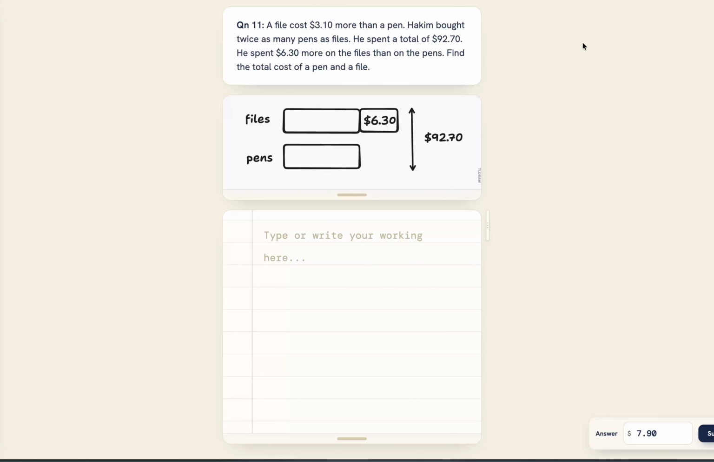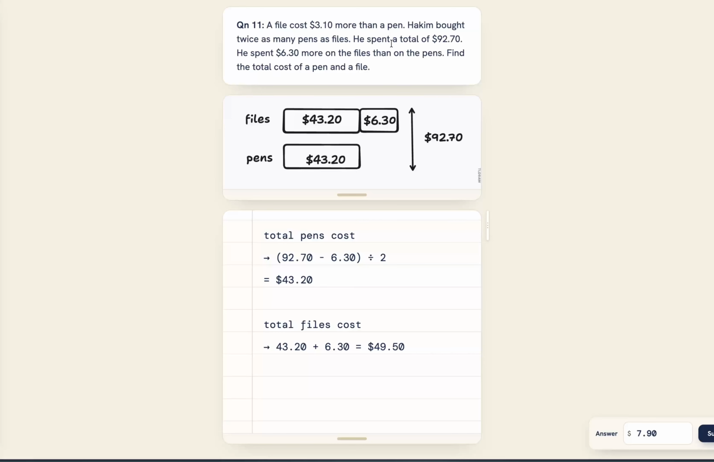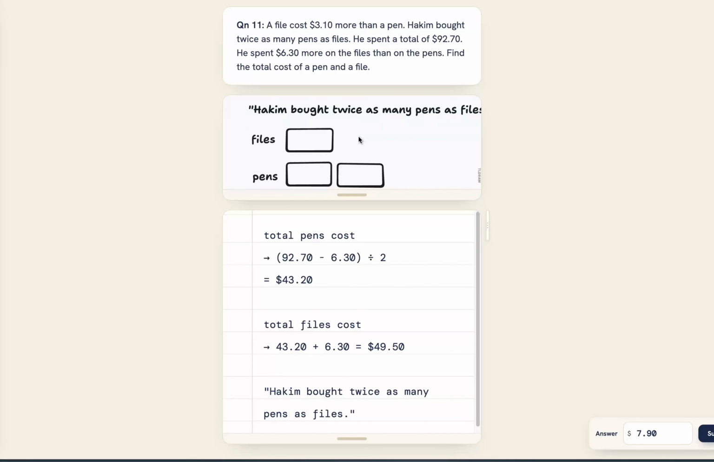Okay, so first things first, we want to know how much is the pens and files. If you were to draw a simple model, it will look something like this. So the pens cost essentially 92.70 minus 6.30, then we divide it by 2. This will give us $43.20. So we know the total pen cost is $43.20. Then the total files cost is 43.20 plus 6.30, and this will be $49.50. Okay, now the next part is Hakim bought twice as many pens as files. So in this case, we will divide this into number of files and pens. That's what we see over here.